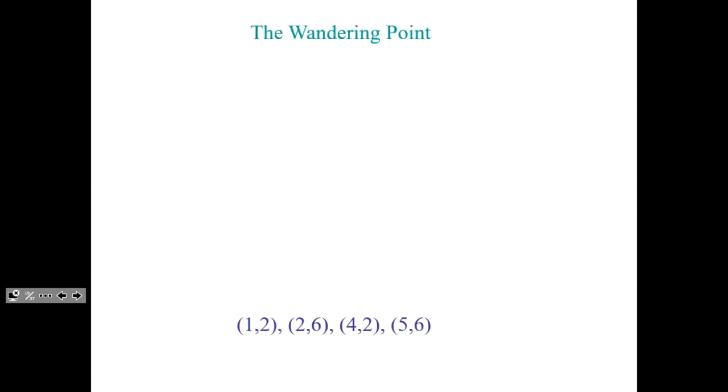I could have a point that's wandering around. We're going to do a little exercise called the wandering point. First thing to do is we're going to do these 4 points to begin with: the points (1, 2), (2, 6), (4, 2), (5, 6).